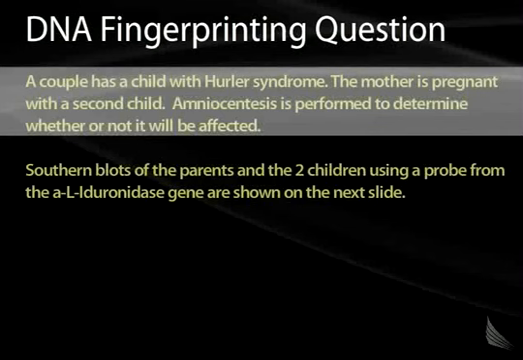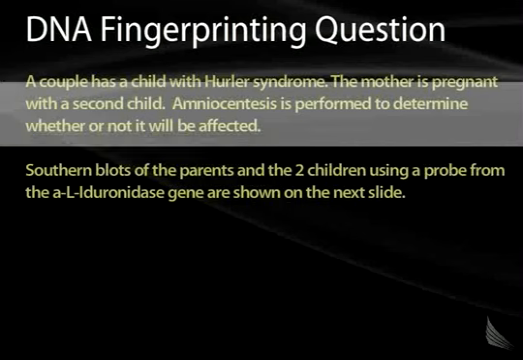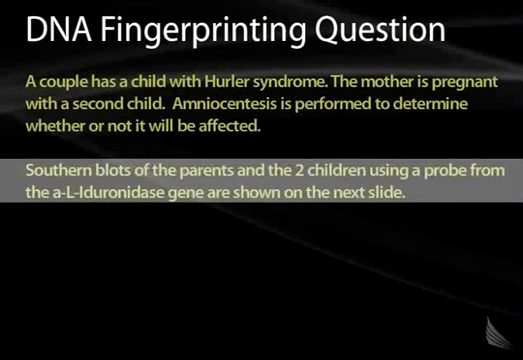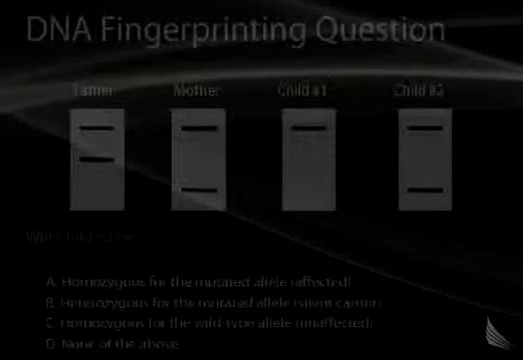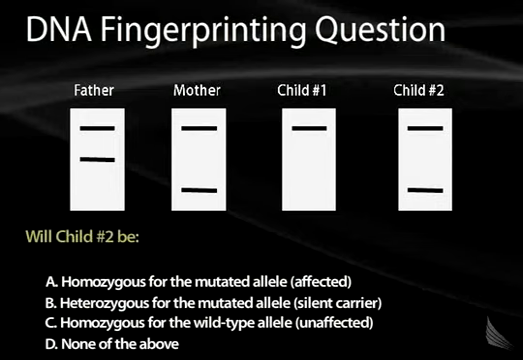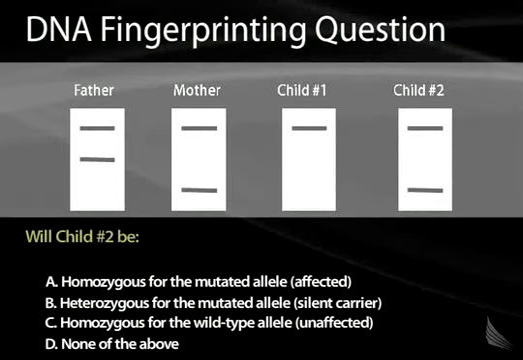Let's say a couple has a child who has Hurler syndrome, for example. The mother's pregnant with a second child, and she wants to determine whether this child will have Hurler syndrome as well. And so Southern blots of the parents and both of the children are performed using a probe from the alpha-L iduronidase gene. This is shown on the next slide. Now, Southern blotting of this gene reveals that in the father, he has a long fragment and a medium-sized fragment.